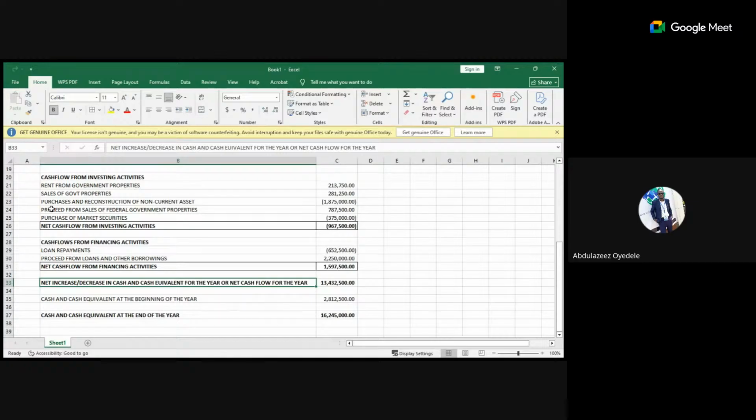Yes, they can prepare both, but maybe you joined late. We said that the IPSAS board, you know what the IPSAS board is? The International Public Sector Accounting Standards Board. That is a branch of the International Accounting Standards Board. They are the ones that issue standards for public sector accounting, the IPSAS. So they recommend that government sectors, government institutions, should use the direct method.